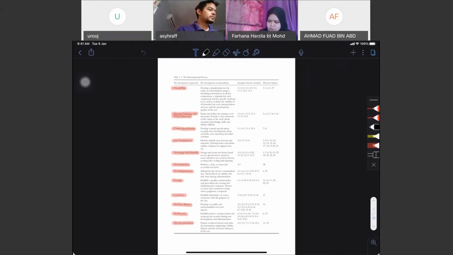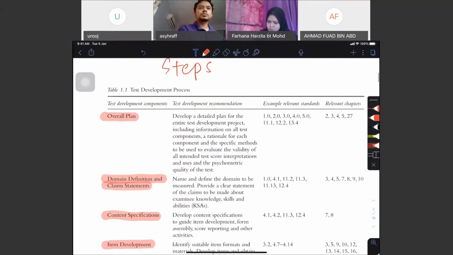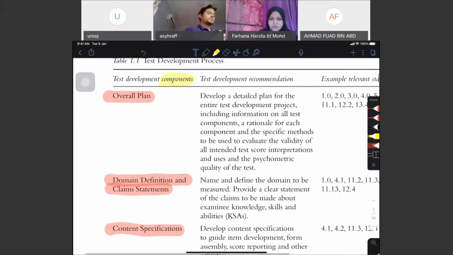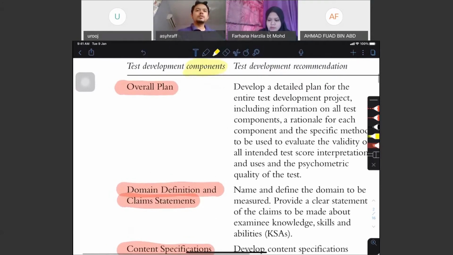They mentioned that in the first edition, they put the word steps. But they realize that sometimes these things occur together. Sometimes you have to bring something forward or put something after another. So they say it's quite flexible. So in the second edition they made it into components, test development components. Okay, so we'll go through one by one. Is it clear for you guys? Yes, can see clearly.